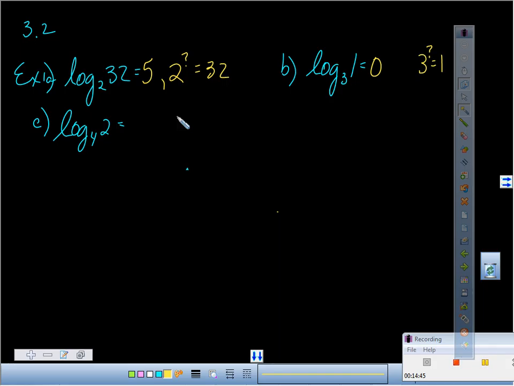Okay, so here's what it's asking. Here's what it wants to know. 4 to the what power is equal to 2? Obviously, this power is less than 1, okay? What do I do to 4 to get a 2? Square root. So, the square root of 4 is 2. Where do roots go? In the denominator. So, this is 1/2. 4 to the 1/2 power is 2. Roots go on the bottom, powers go on the top.